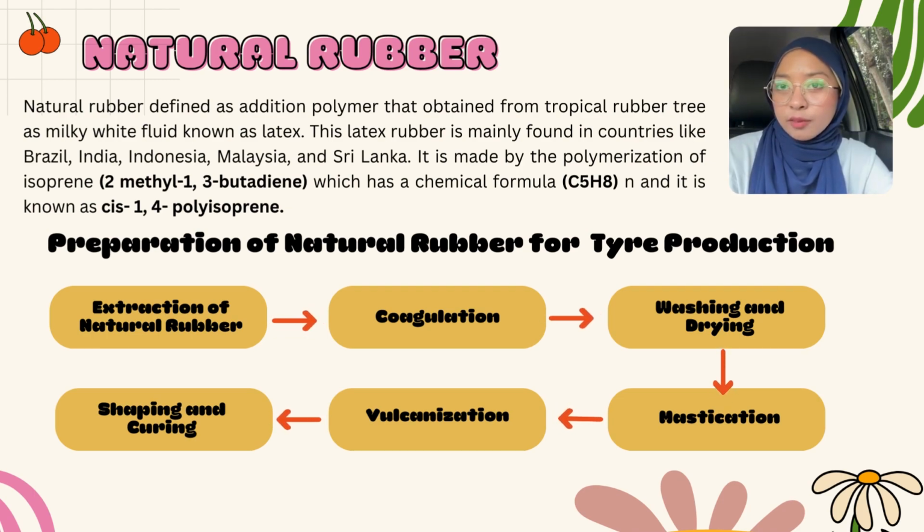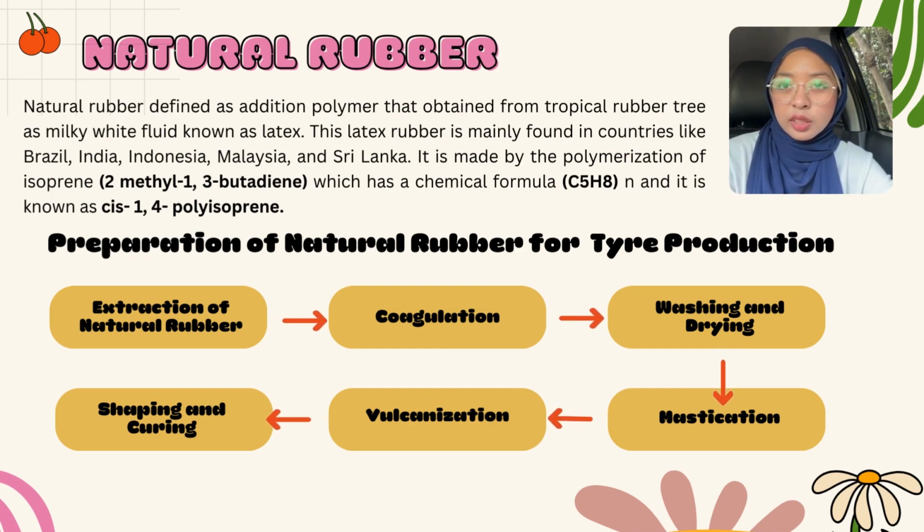So the first step of tire manufacture is to extract natural rubber. It is obtained by tapping the Hevea brasiliensis tree until a milky fluid called latex appears. The latex contains rubber particles suspended in water. The next step is to coagulate the rubber particles by adding an acid like acetic acid or by using other coagulants. The acid causes the rubber particles to clump together and separate from the watery part of the latex.